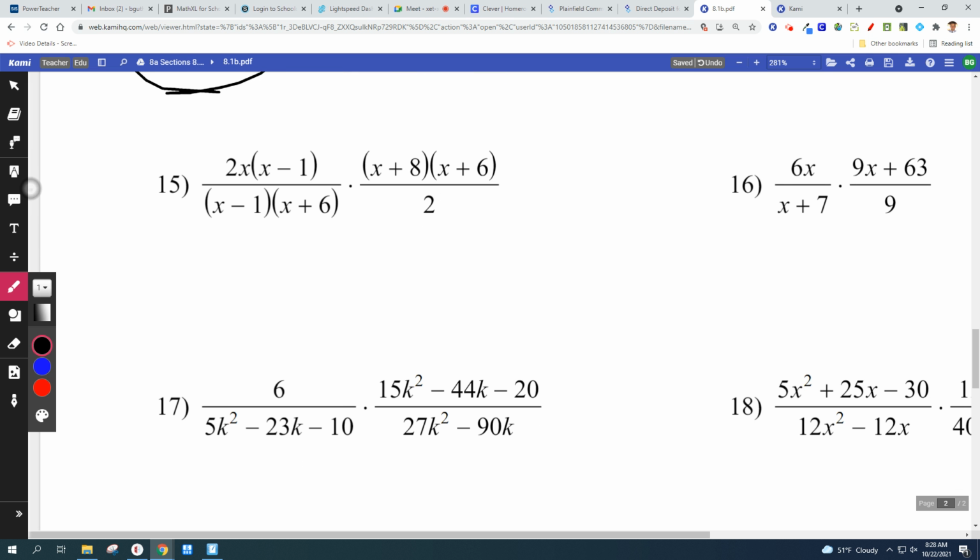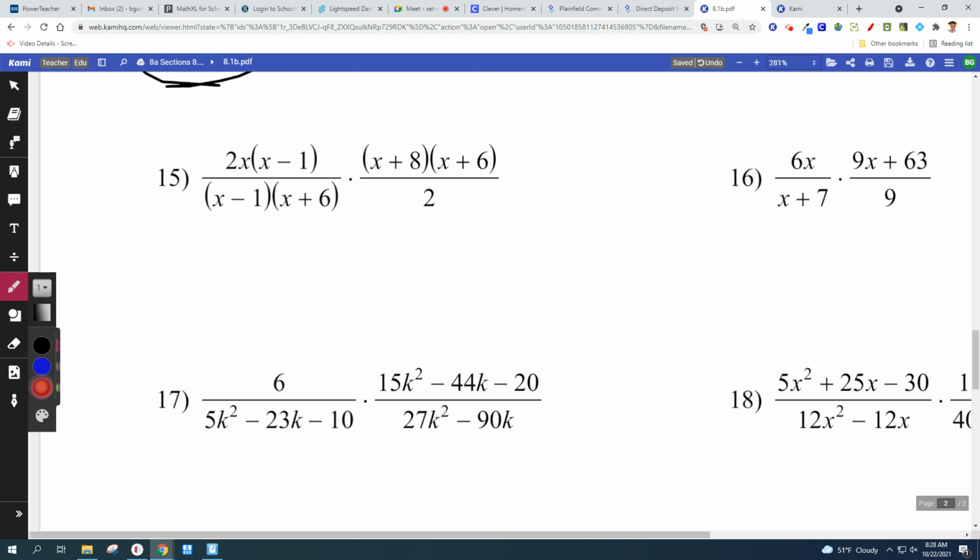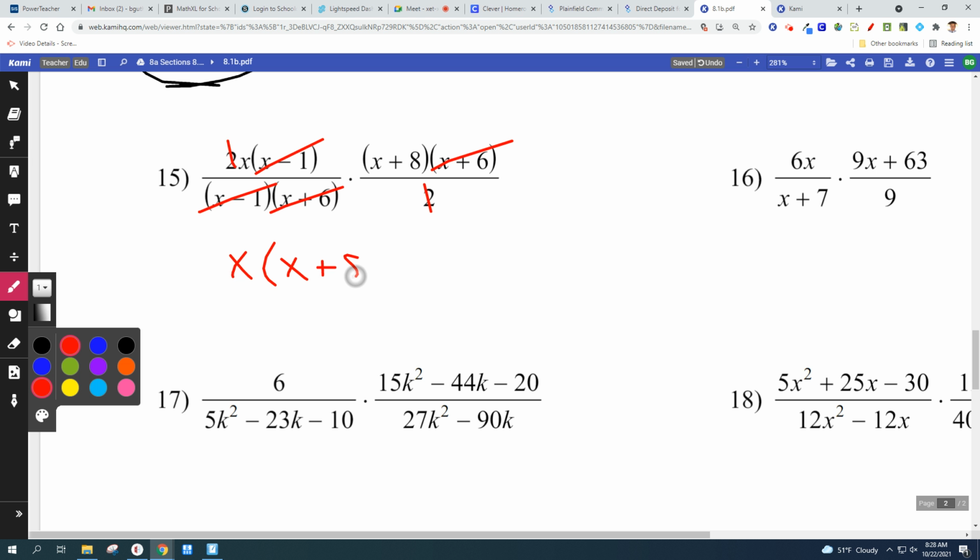Okay. Next, this one's already done for us. It's already factored, so this one should be easy. We can cancel out x minus 1. We can cancel out x plus 6. We can cancel out a 2. Bottom is just 1 now. All I'm left with is an x and an x plus 8.